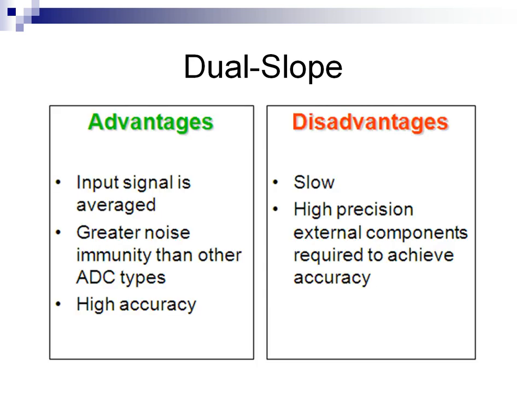Some of the advantages and disadvantages of the dual slope method are shown here. On the advantage side, the input signal is averaged, there is greater noise immunity than other ADC types, and they have high accuracy. On the disadvantage side, they're slow, and high precision external components are required to achieve accuracy. Again, this is not a method that is widely used. It had been used back a ways, but it's not currently being used now.